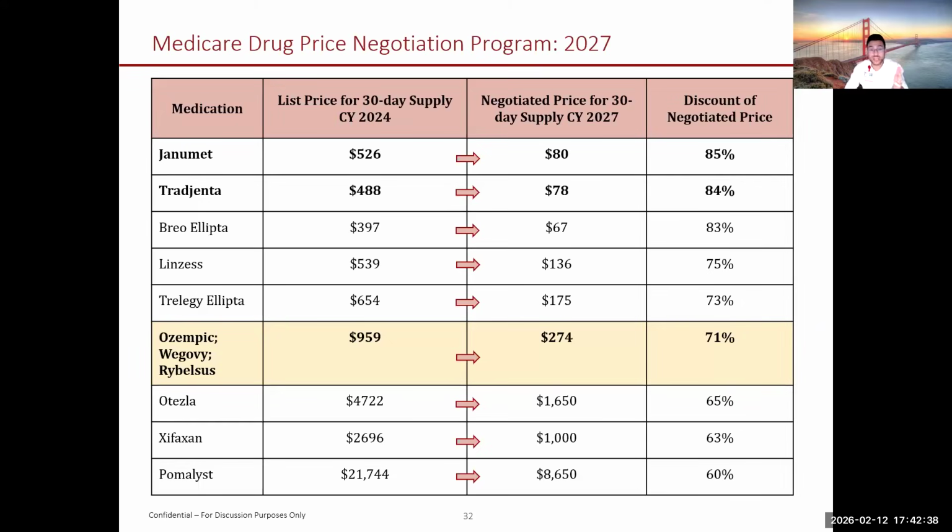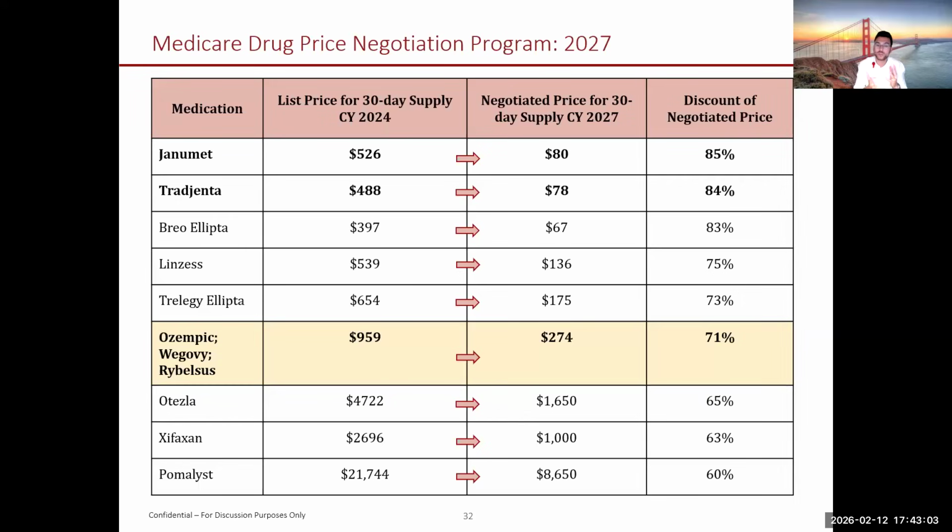Right now, as we said, the cash price for a 30-day supply is about $1,000. So before the negotiations in 2024, it was $959 roughly for a 30-day supply. Post-negotiations in 2027, the cash price will be $274. That's a 71% difference.